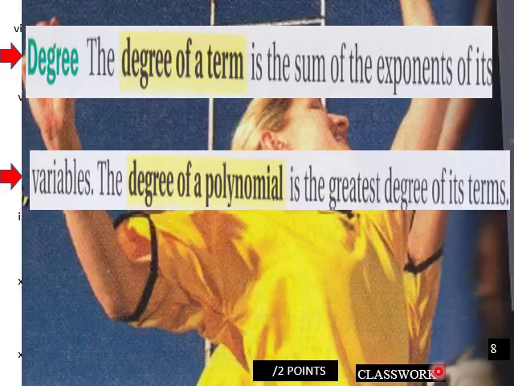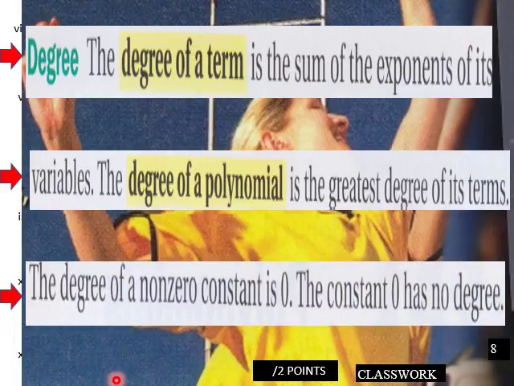And then this is a good note-taking section on your classwork. The degree of a term is the sum of the exponents of its variables. The degree of a polynomial is the greatest degree of its terms. You can get this confused. The degree of a single term of a polynomial is the sum of its exponents, whereas the degree of a polynomial is the greatest degree of its terms. The degree of a non-zero constant is 0. The constant 0 has no degree.